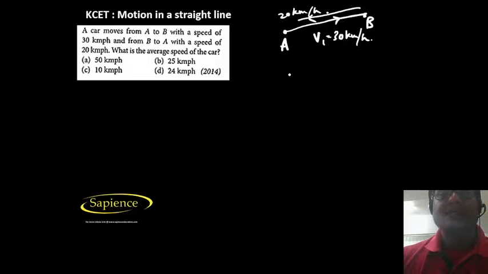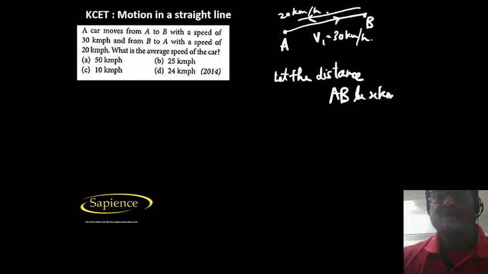So first we shall consider that let the distance AB be x kilometer. It means that while going from A to B, it covers x kilometer, and while returning back from B to A, again it is covering the same distance x kilometer.